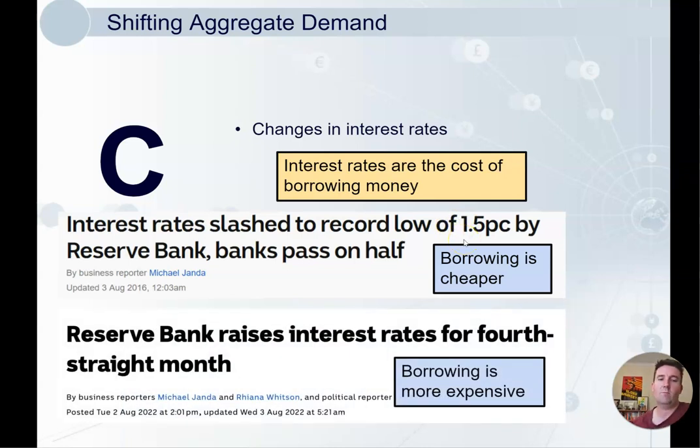Now, what's been happening the last couple of years is that the Reserve Bank has been raising interest rates. So August 2022, they'd raised for the 4th straight month. What that meant is that borrowing was more expensive. So anyone with a mortgage, myself included, had to pay a bit more each month, which meant that we had less money to spend on consumption, right? So we didn't consume as much. So that decreased aggregate demand.